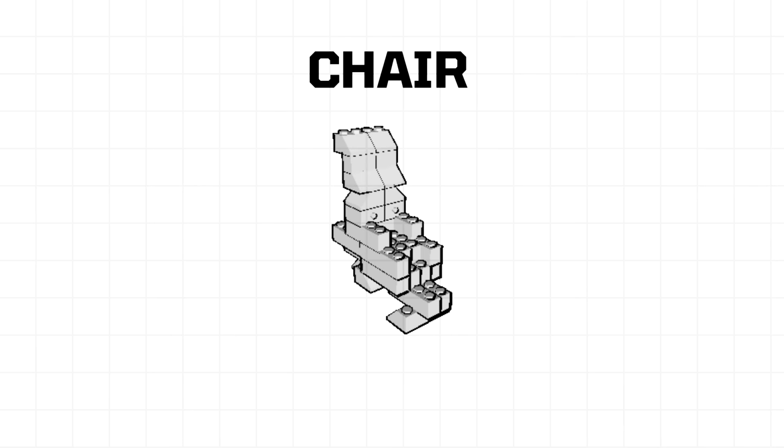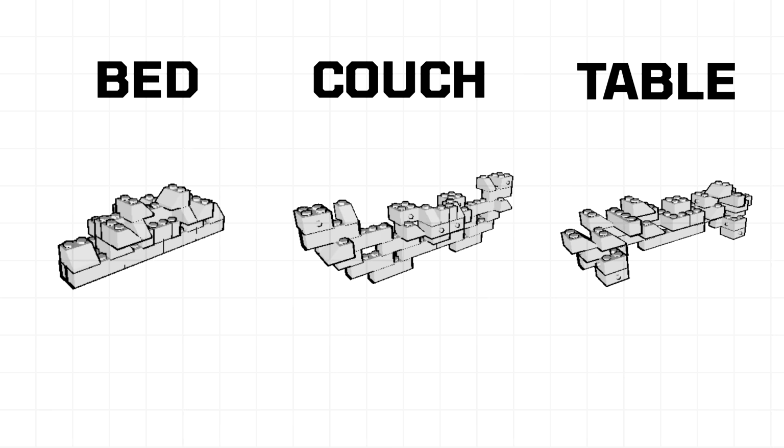I also noticed that sometimes the network adds a footrest to the chair, which is something that you usually don't see on chairs, but there definitely are chairs that have that feature, like barber chairs and some office chairs. The other models didn't turn out super great, but you can kind of see what the network was going for. For beds, couches, and tables, the network converged on these long horizontal shapes.